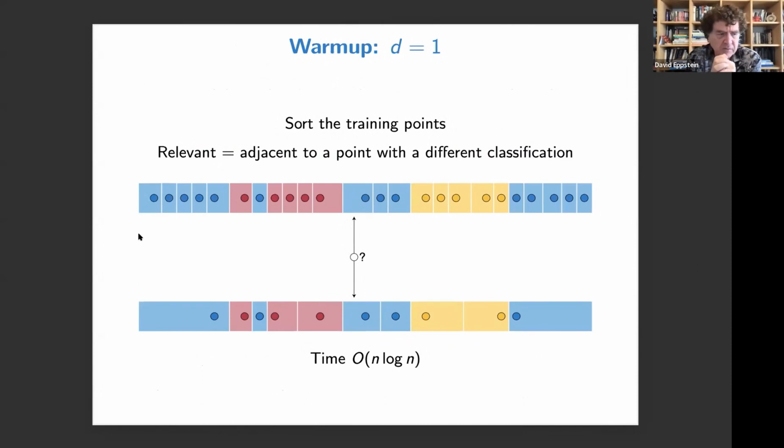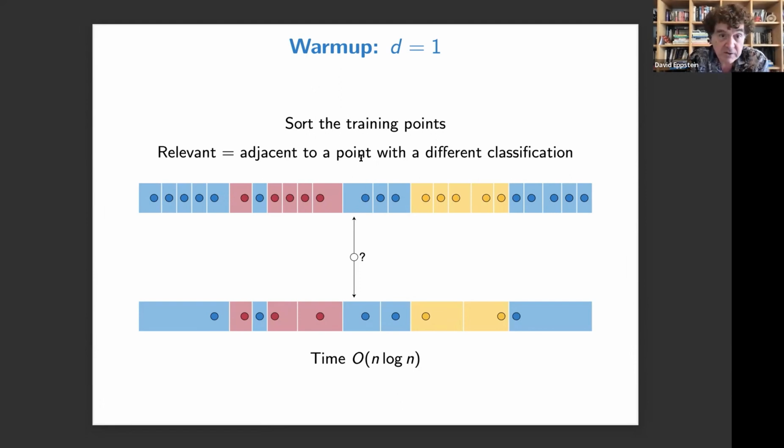Now let's start by looking at an algorithm that's not from my paper. It's really something that was previously known, but I wanted to start with a simple warm-up problem. The warm-up problem is to solve this relevant point problem in 1 dimension. We want to find all of the points that have a neighbor that is a different color from them in this sorted order of the points, because those are the ones that are relevant. They're the ones that define a decision boundary.